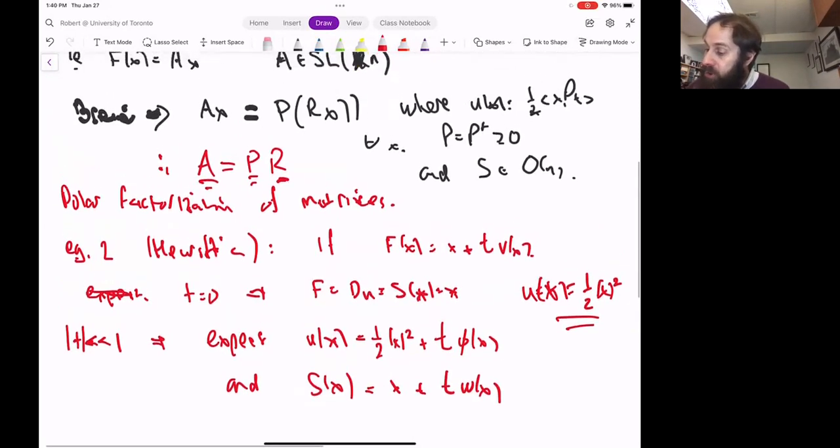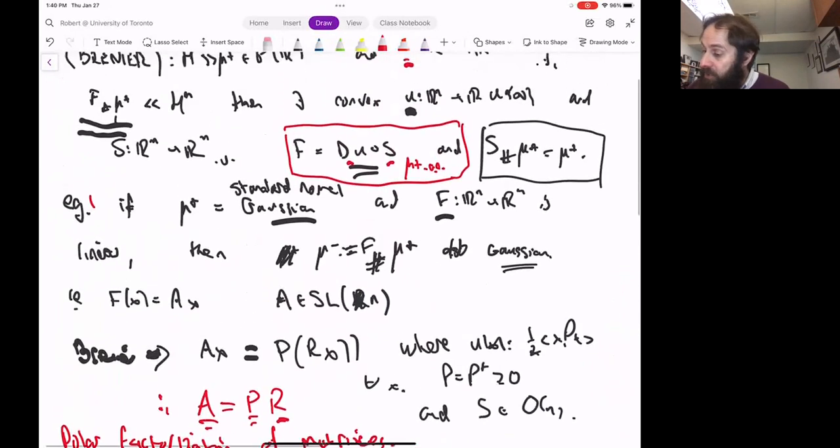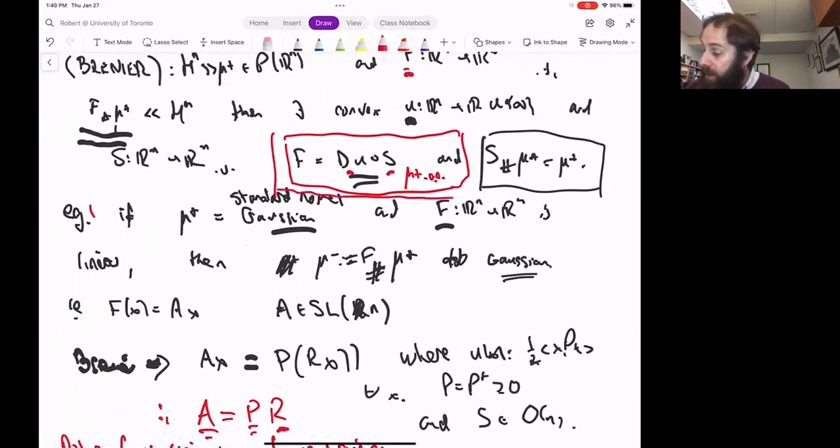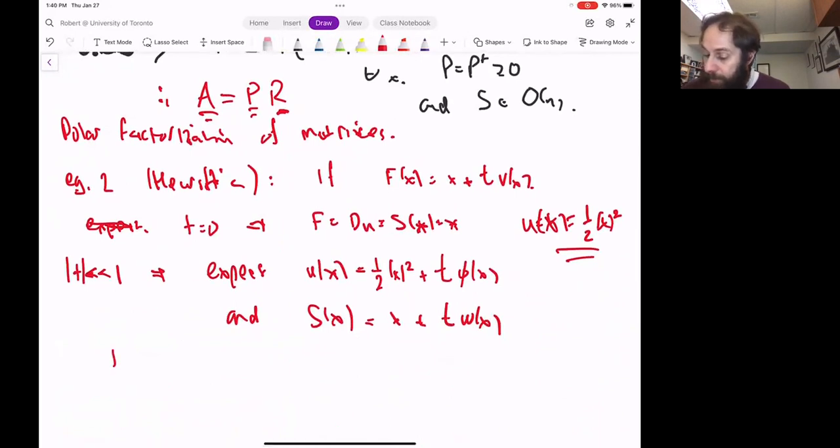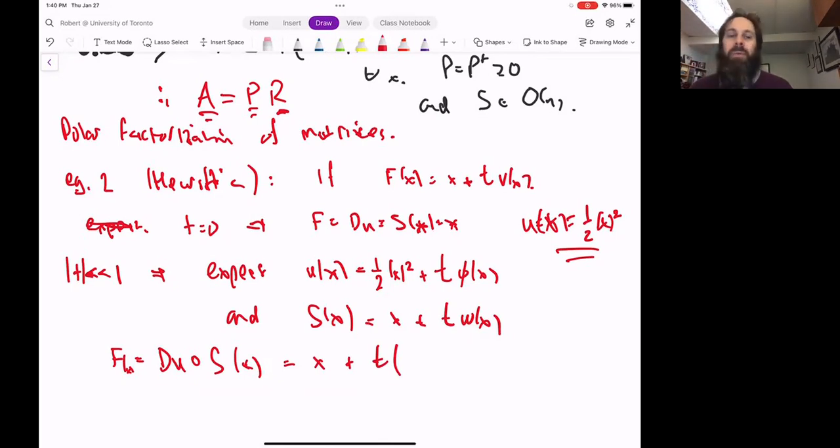And so if we plug this expectation into this formula and we read off the terms that are linear in t, so f equals grad U composed with S. So what are we going to get at order t? Well, does anyone want to take a guess? This is kind of the question I was asking a minute ago.